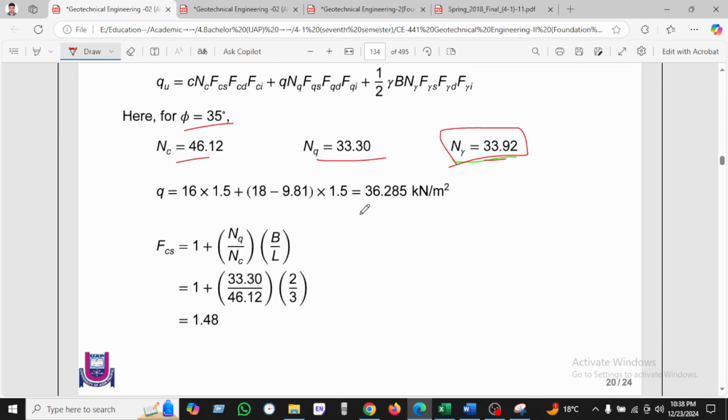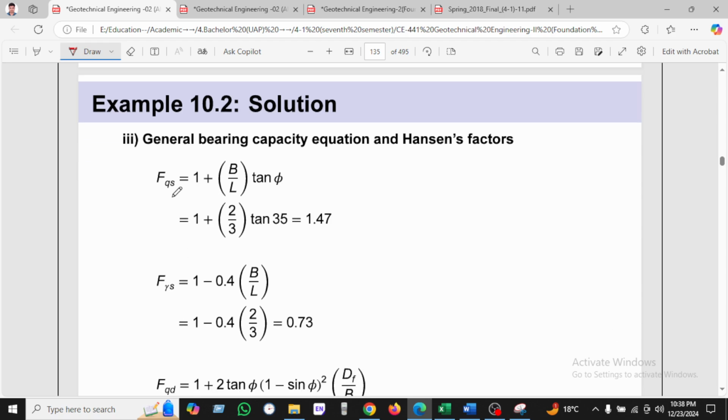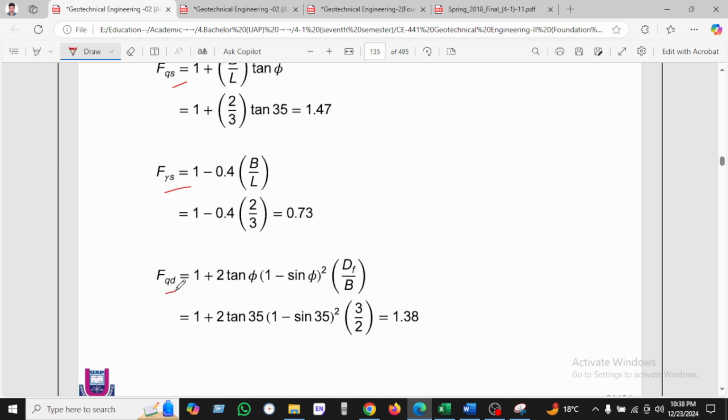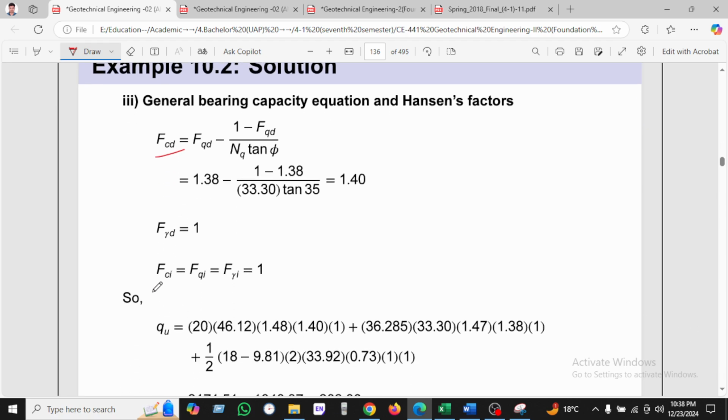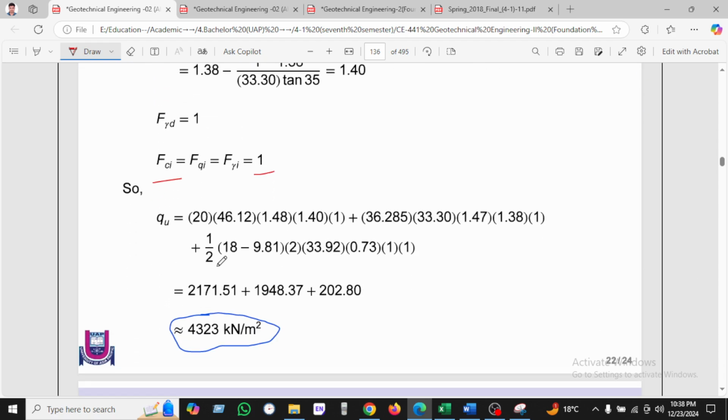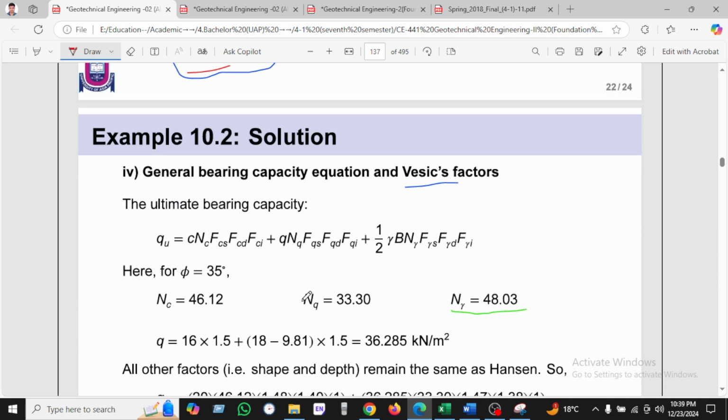So putting all these values here, the shape factors Fqs and F gamma s, and the depth factor and inclination factor are put here, and finally the ultimate bearing capacity. Putting all these values, we find the ultimate bearing capacity 43.23 kilonewton per meter square.